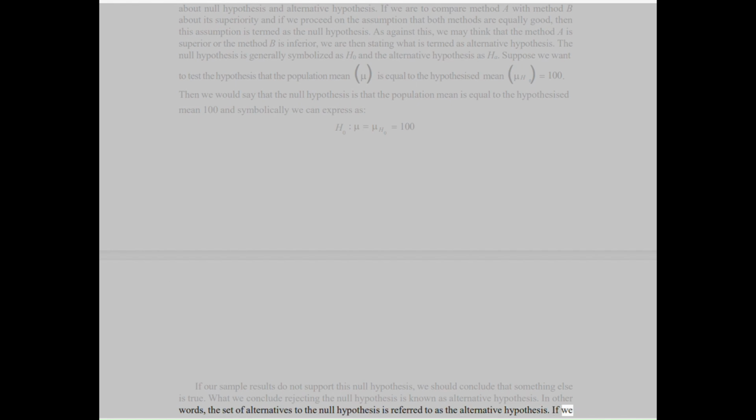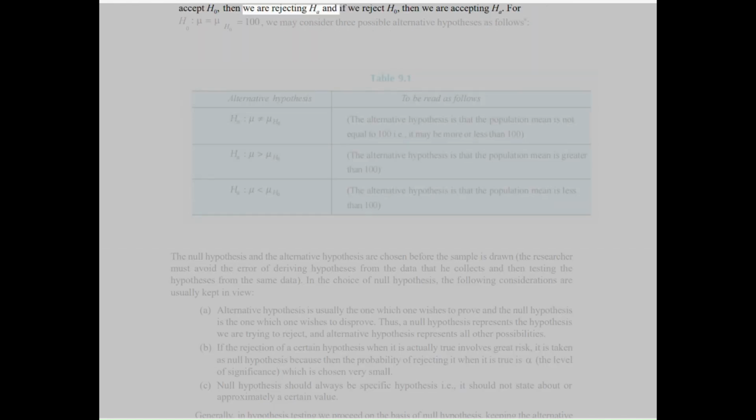If we accept H0, then we are rejecting HA, and if we reject H0, then we are accepting HA. For H0: μ = 100, we may consider three possible alternative hypotheses as follows. Pause the video to look at the table.